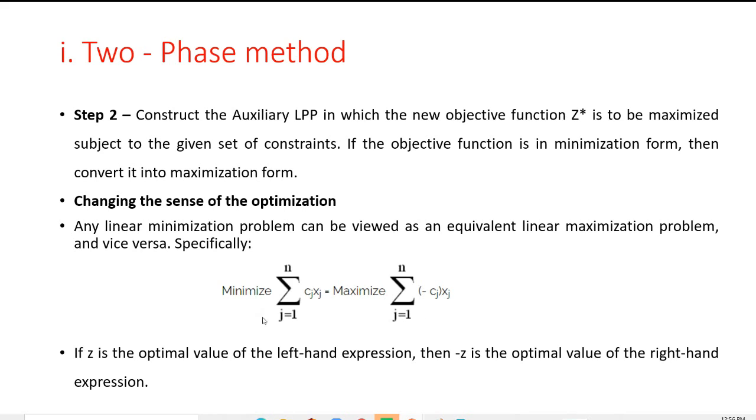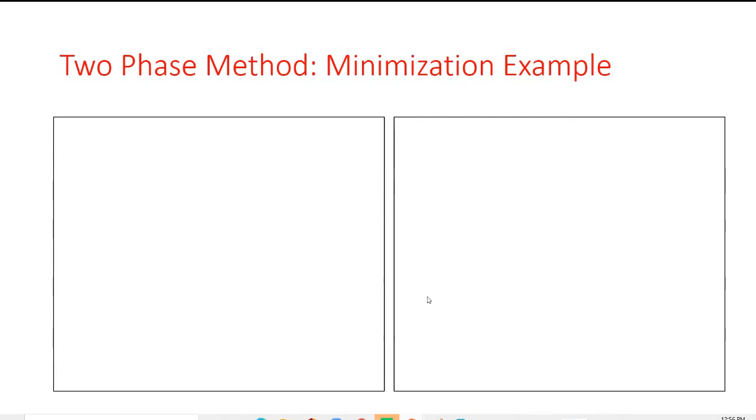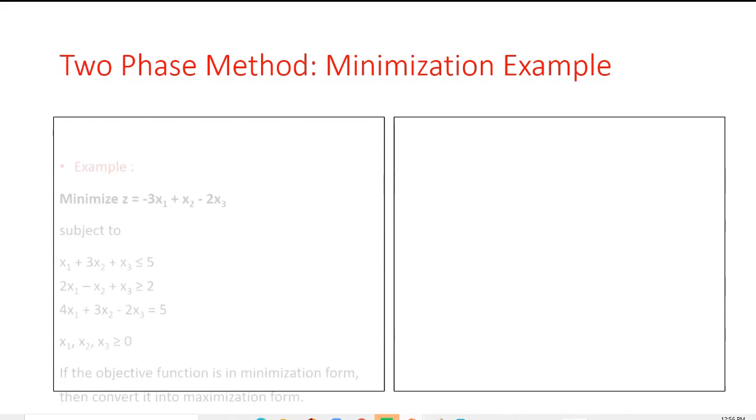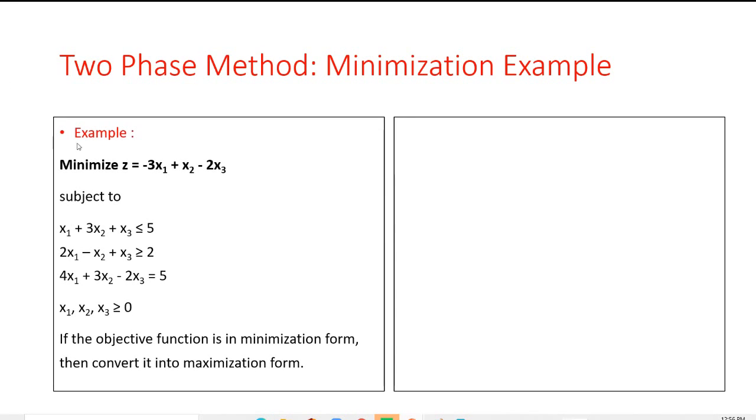So if you consider this minimize as our z, that is the objective function, and you convert the minimize function into the maximize objective function, we use the minus sign. If z is the optimal value of the left hand side expression, then minus z is the optimal value of the right hand side expression. There is one example for converting the minimize objective function into the maximize objective function. So here we have an example.